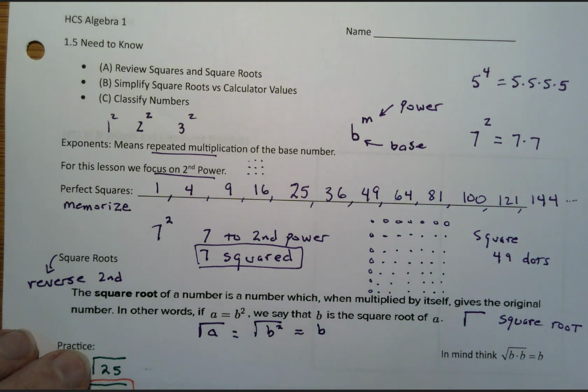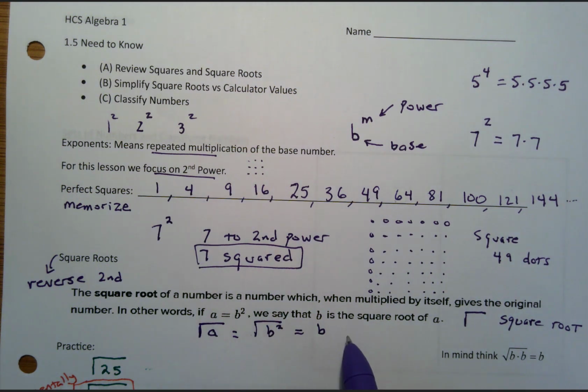So here's what I want you to think about in your mind. If you have b squared, that is kind of like b times b. So if you have two factors of b and you take the square root of that, you're taking the square root of b squared, which is b. So in your mind, you think this.